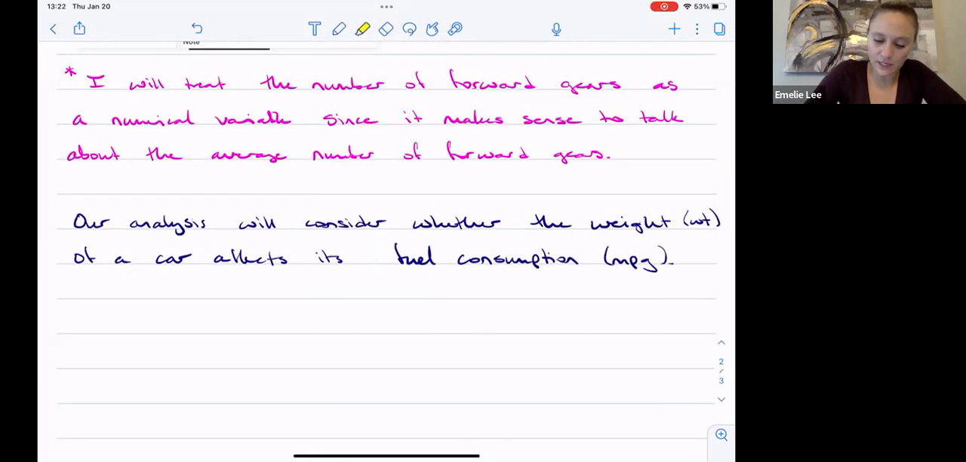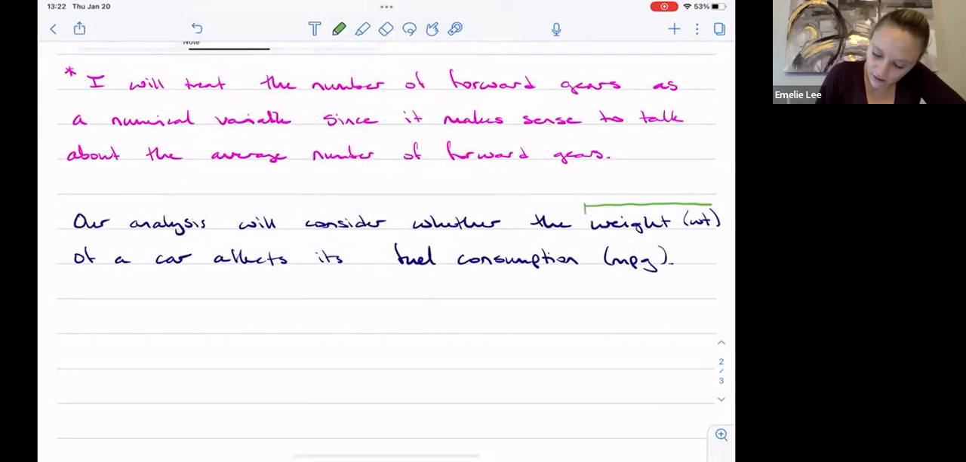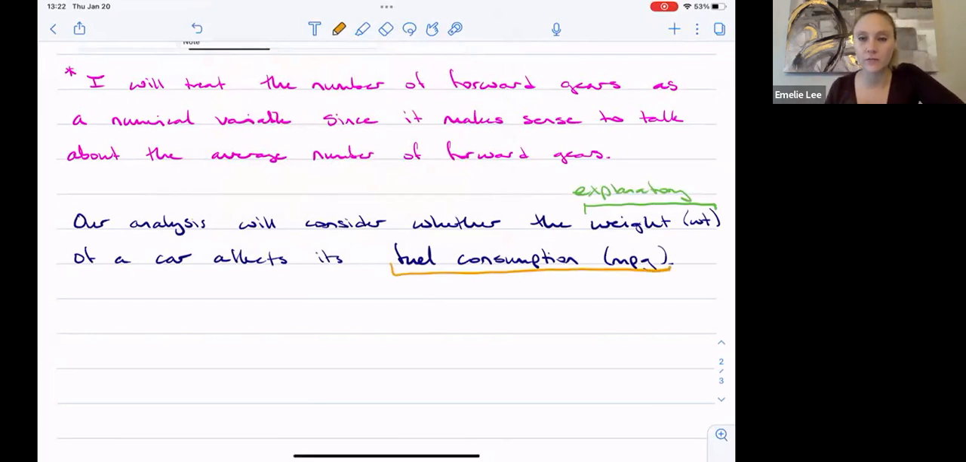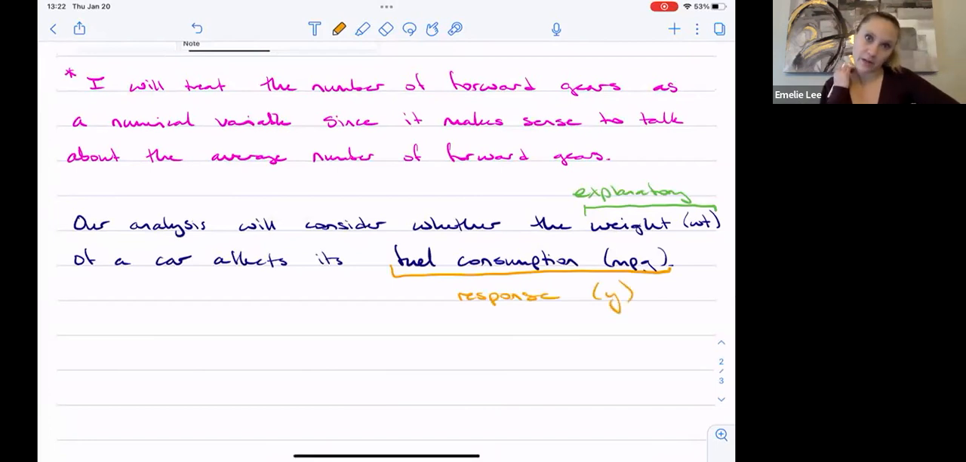So what I'm looking at here is the weight as my explanatory variable, and my miles per gallon, my fuel consumption: does weight affect the fuel consumption? That's going to be my response variable, which is my y variable, which means my explanatory variable is, of course, my x variable. Okay.